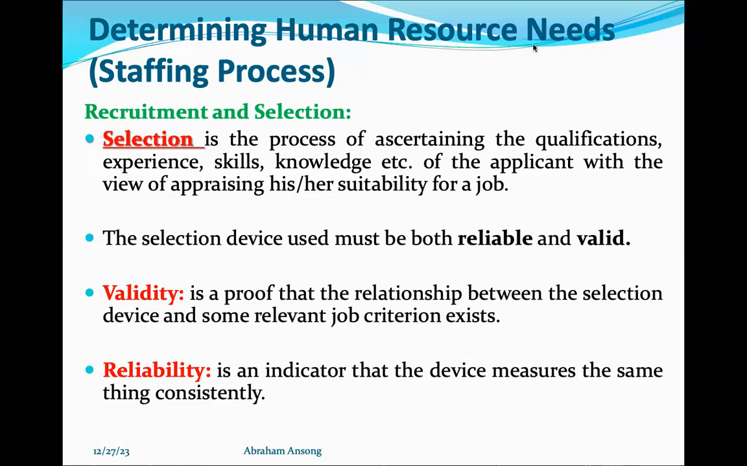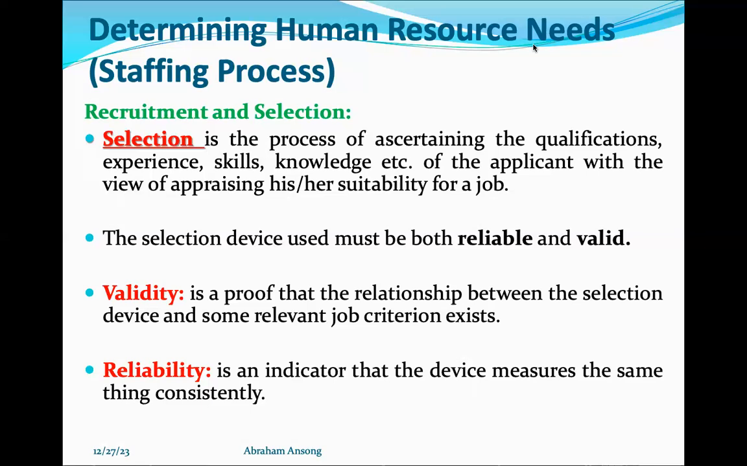So the selection device that you're going to use as a human resource person must be both reliable and valid. The fact that you want to pick people and you have to use some rigorous process to pick the most qualified doesn't mean any device or any strategy at all works. It is important that whatever strategy or method you use is first and foremost valid. Okay, so validity is a proof that a relationship exists between the selection device and some relevant job criteria.